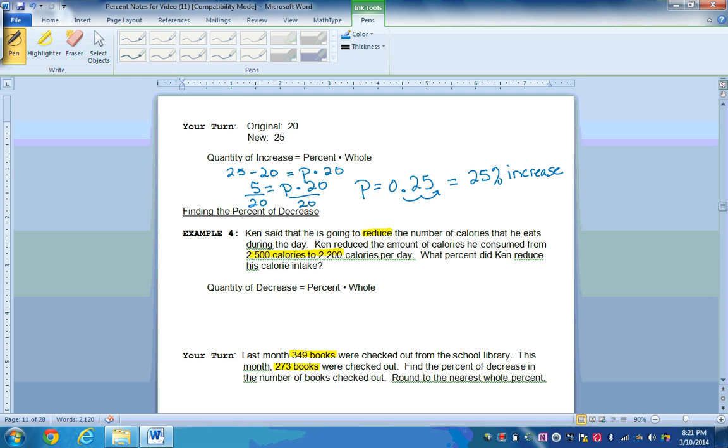Good job. All right, now we're going to be doing pretty much the same thing, except our numbers are going to be going down instead of up. It's a percent decrease. So in example 4, Ken said he's going to reduce the number of calories that he eats during the day. He reduced the amount of calories he consumed from 2,500 to 2,200 calories per day. What percent did Ken reduce his calorie intake? So we're going to need to figure out how much did it go down by. So we go up to the problem and we see he started at 2,500 and he ended at 2,200. Subtract those.